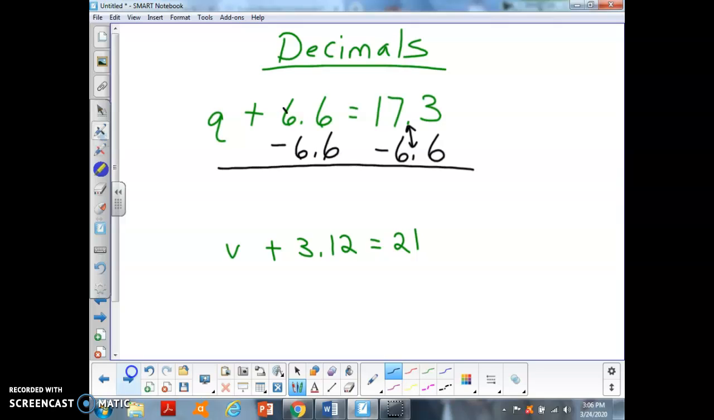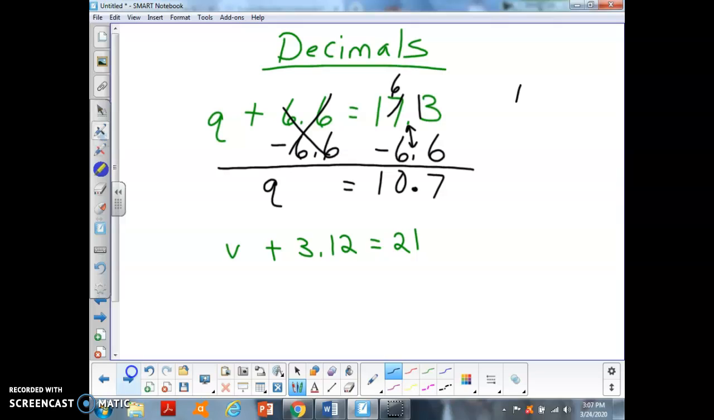6.6 minus 6.6 is 0. All that's left is my variable. I subtract on this side. 13 minus 6 is 7. 0, 1. Move my decimal straight down. My variable q equals 10.7.